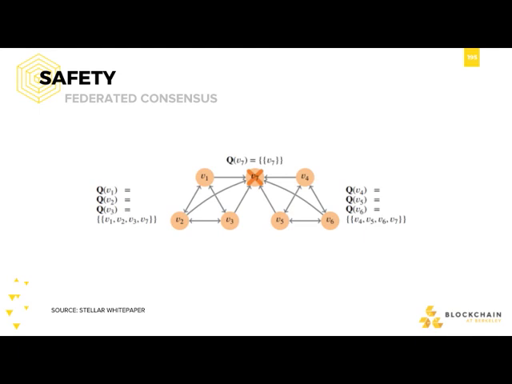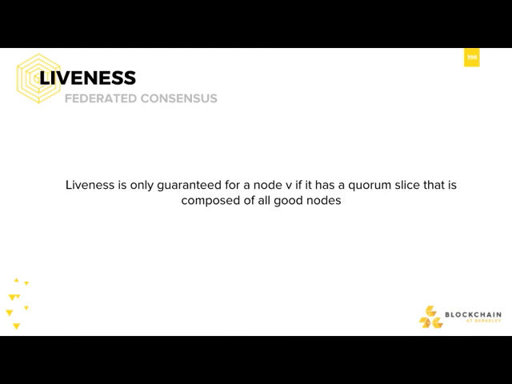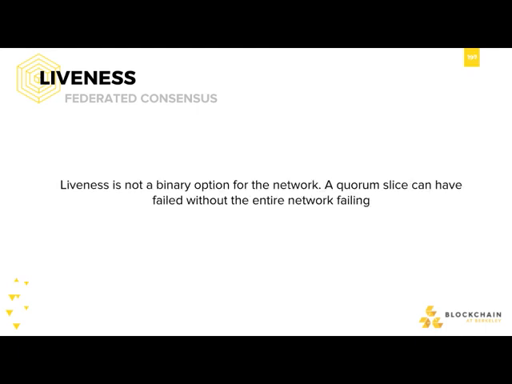What about liveliness? Liveliness is something else in a federated system that you need to go into. Liveliness is only guaranteed for a node V if it has a quorum slice that is composed of all good nodes. Basically, liveliness is once again the feature that you can come to a value, not necessarily whether that value is correct or not. And if you are composed of all good nodes, then you can assumedly come to a value. Because of the federated way that the system is set up, liveliness is not a binary option for the network. A quorum slice can have failed without the entire network failing altogether.